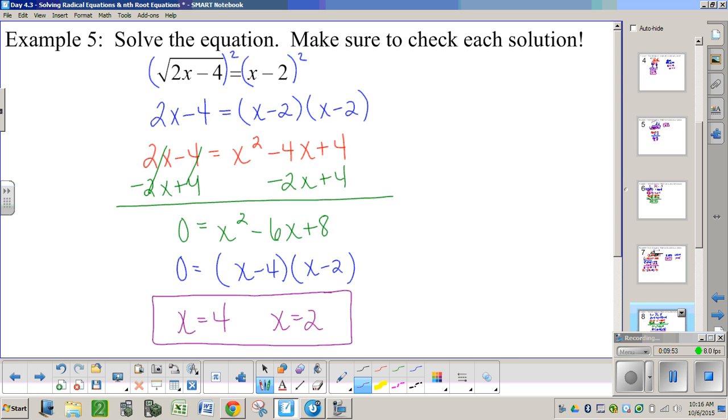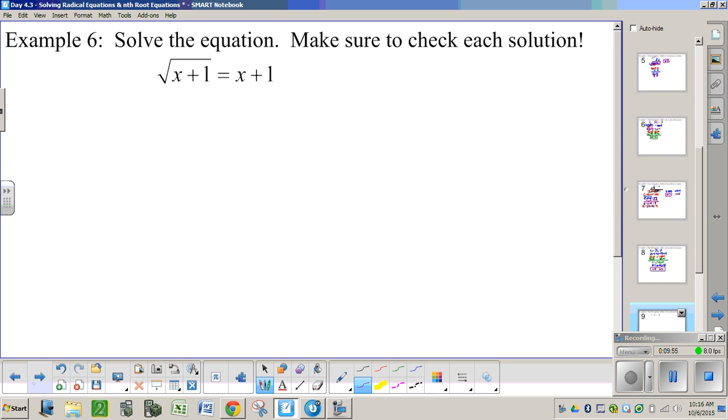Okay, number 6. I want you to try this one on your own too. Okay, if you had a little trouble with that last one, make sure you start off by squaring both sides. And when you square the right-hand side, remember you have to multiply it by itself. All right, so I gave you a little head start on that one. Go ahead and finish out that question, check your solutions, and join me when you're ready.